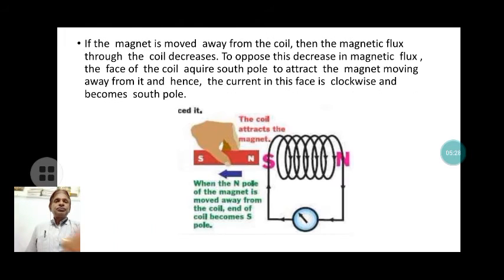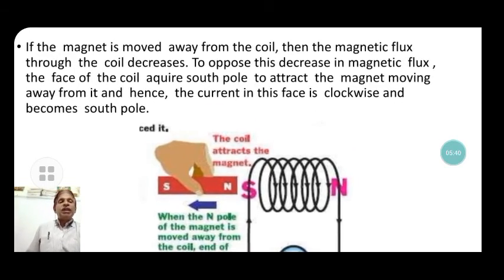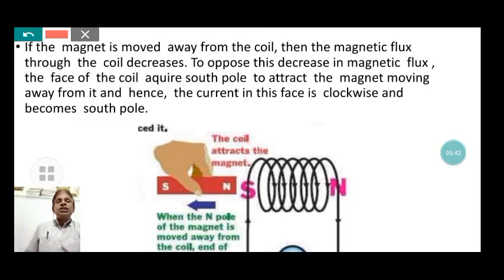Next, how the decrease of magnetic field linked with the coil is replaced by producing the south pole in the coil. If the magnet moves away from the coil, the magnetic field linked with the coil decreases.